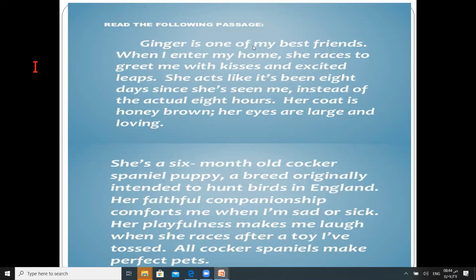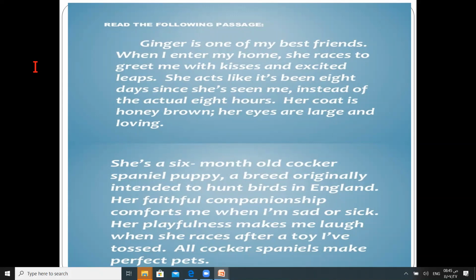Ginger is one of my best friends. When I enter my home, she races to greet me with kisses and excited yelps. She acts like it's been 8 days since she's seen me, instead of the actual 8 hours. Her coat is honey brown, her eyes are large and loving. She's a 6-month-old Cocker Spaniel puppy, a breed originally intended to hunt birds in England. Her faithful companionship comforts me when I'm sad or sick. Her playfulness makes me laugh when she races after a toy I've tossed. All Cocker Spaniels make perfect pets.